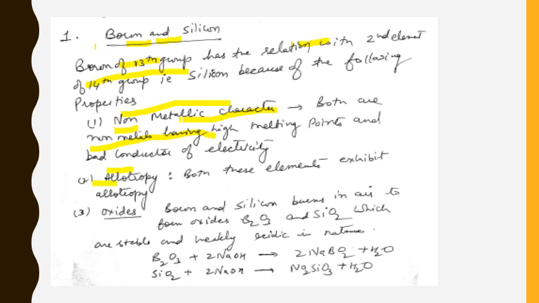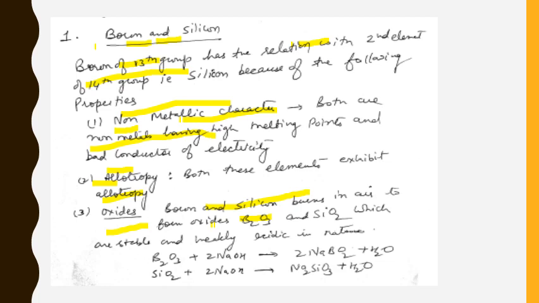Both the elements show allotropic forms. So that is again a similarity. The third similarity is oxides. They form oxides which are highly stable and acidic in nature. Both oxides are acidic in nature, and both are stable. So this is the common property again found in boron and silicon.